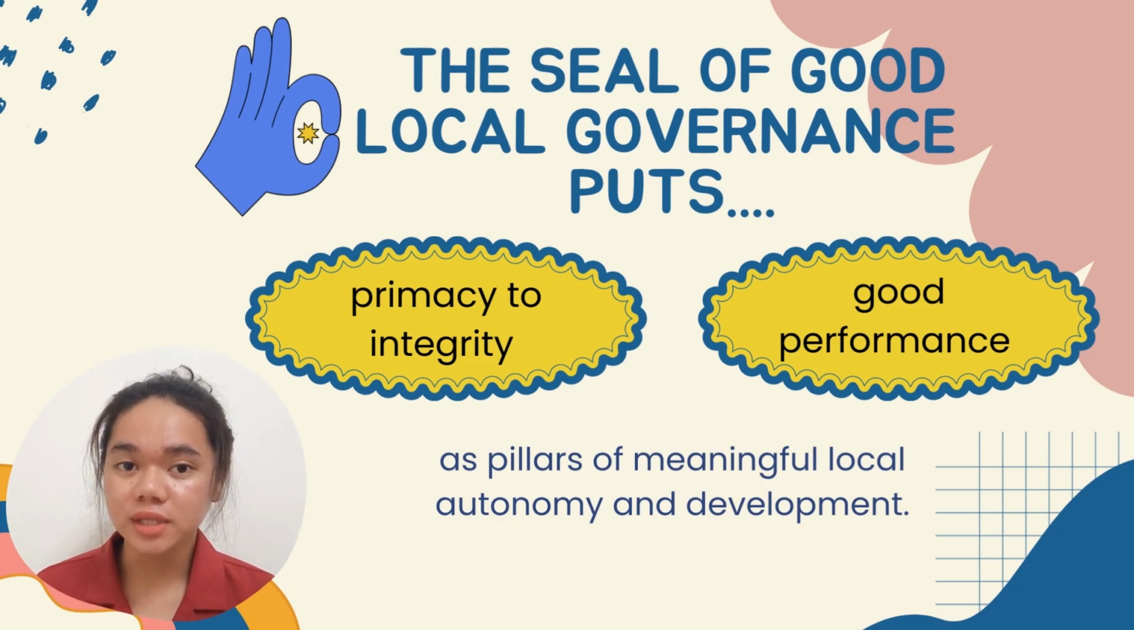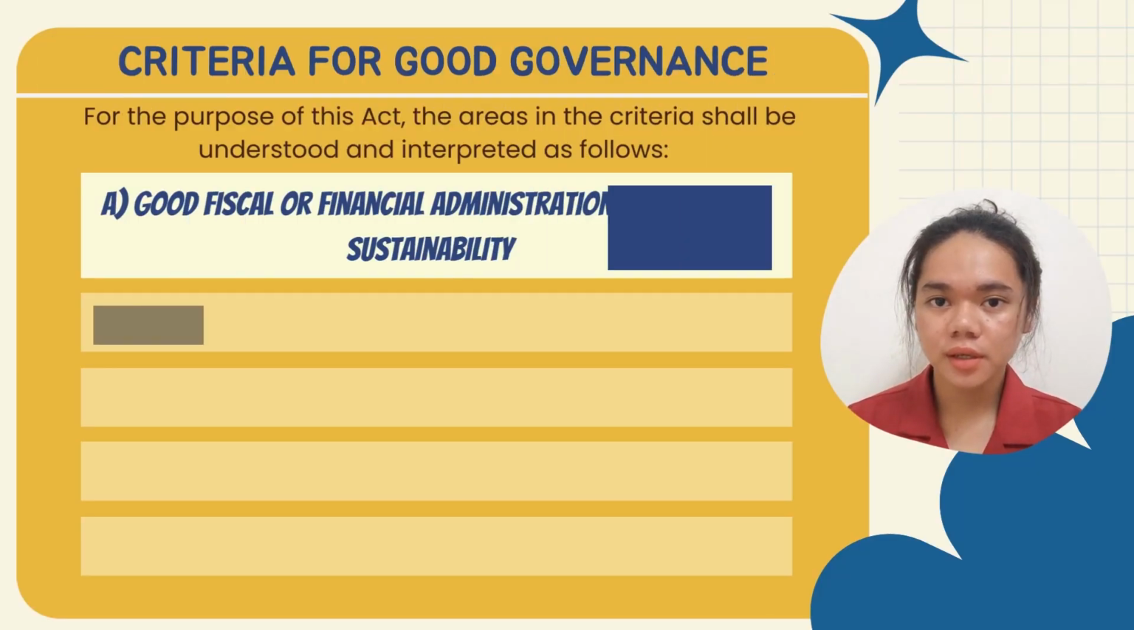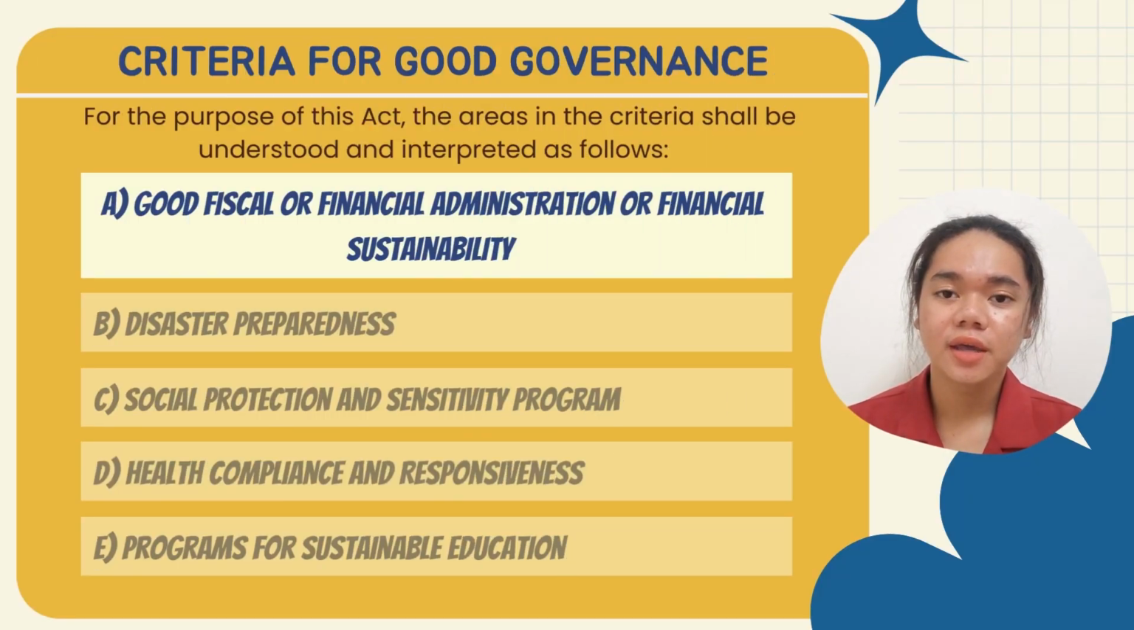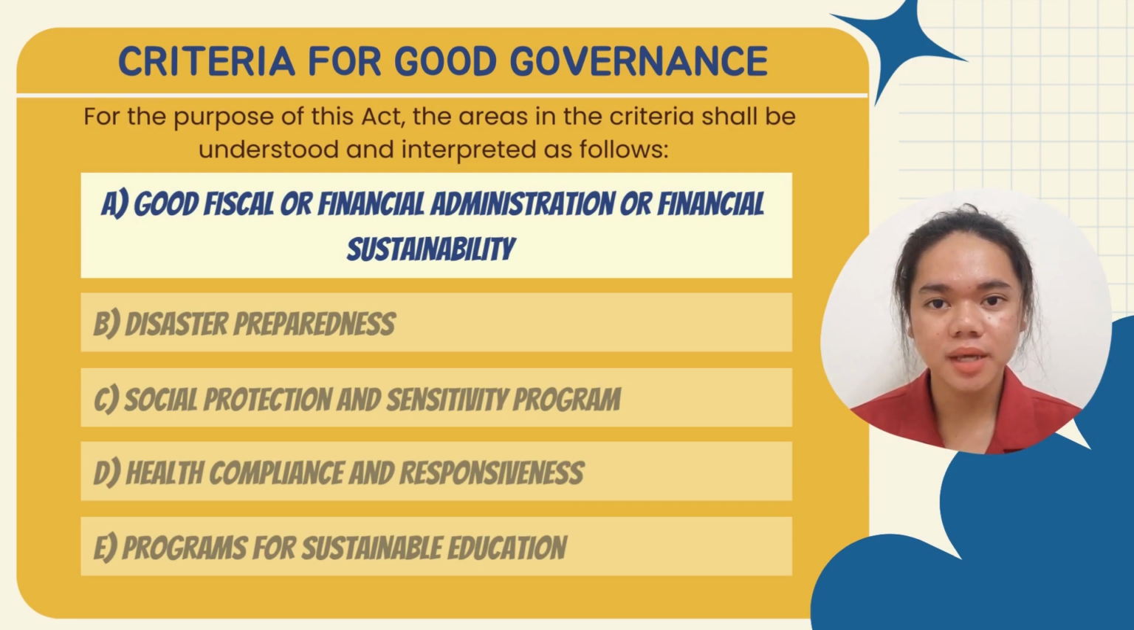And it is a continuing challenge for provincial, city, and municipal governments to do better today and in the years to come. So in here we have 10 criteria. And for the purpose of this Act, the areas in the criteria shall be understood and interpreted as follows. First is good fiscal or financial administration or financial sustainability.